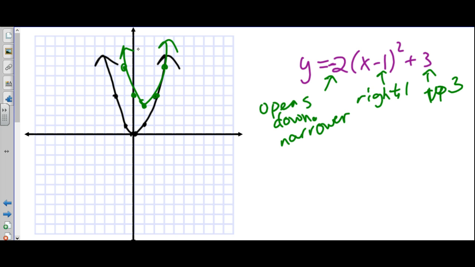But we're not done yet because we still have to figure out how a is going to affect it. So we know it opens down. Every point would be flipped upside down. So instead of going up, we'd have to go down.